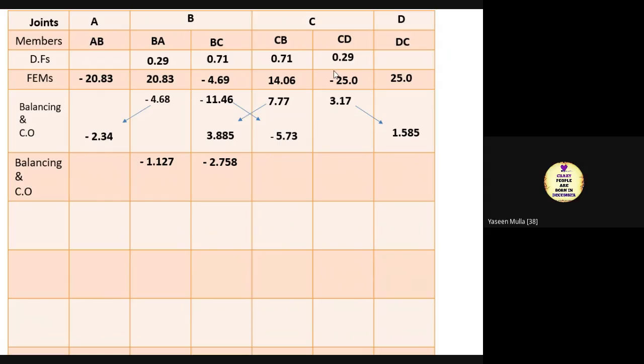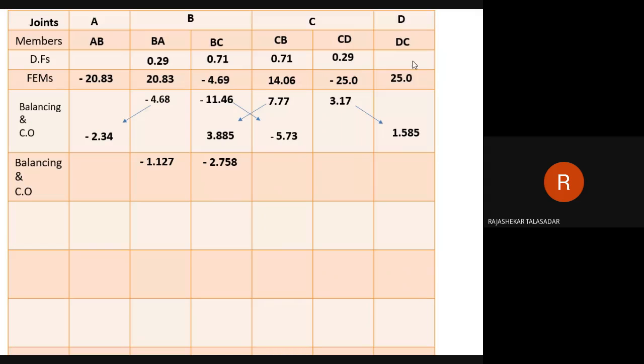Similarly, come to joint C. Balance it. At C there are two members, CB and CD, but here no moment has come. But still, if you add these two and it does not come to 0, it is unbalanced. What is the unbalanced moment at C now? Minus 5.73 is the unbalanced moment. So what is the balancing moment? Plus 5.73. Very good.